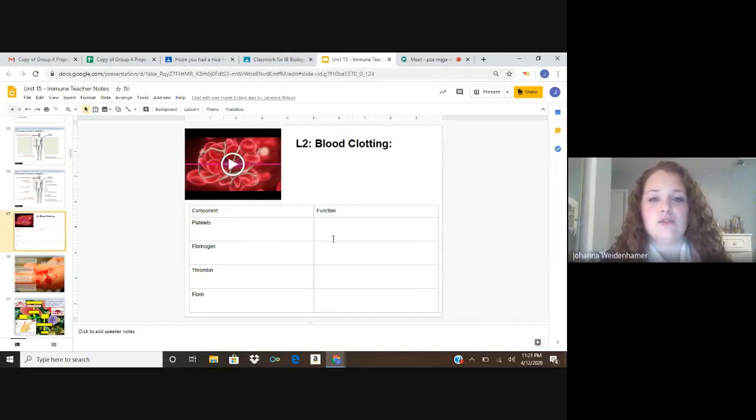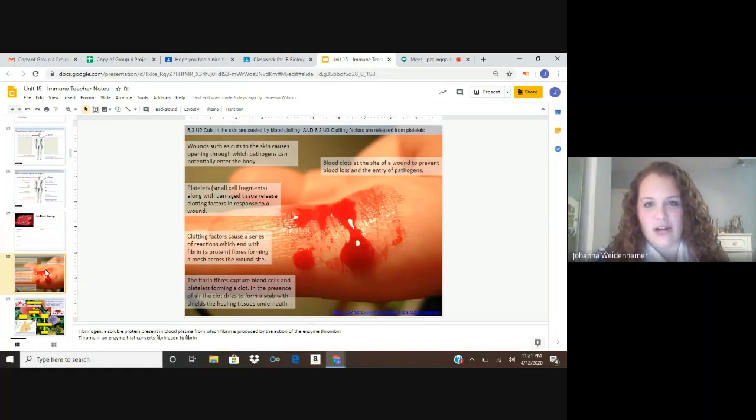Before we get into the functions of each of these different words that play a role in blood clotting, we're first going to take a general overview look at what blood clotting is. We'll come back to that chart after we go through the next 2 slides. Cuts in the skin are sealed by blood clotting, and clotting factors are released from platelets. Let's read a little bit about blood clotting. Wounds such as cuts to the skin cause openings through which pathogens can potentially enter the body. So if you have a cut, pathogens could possibly come into the body because of that opening.